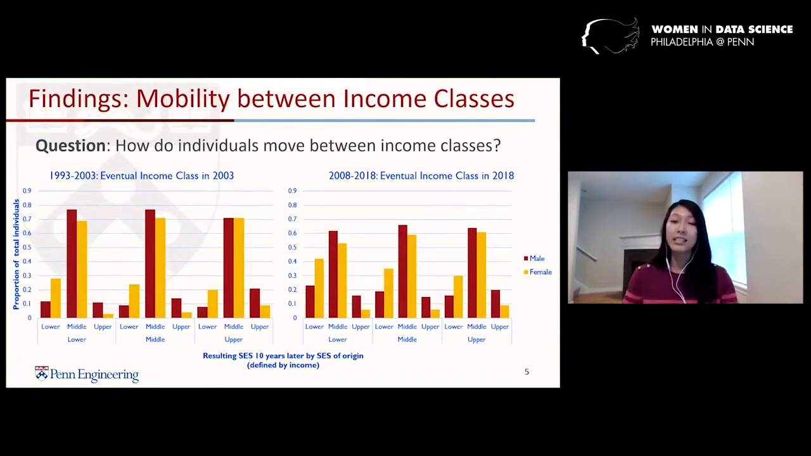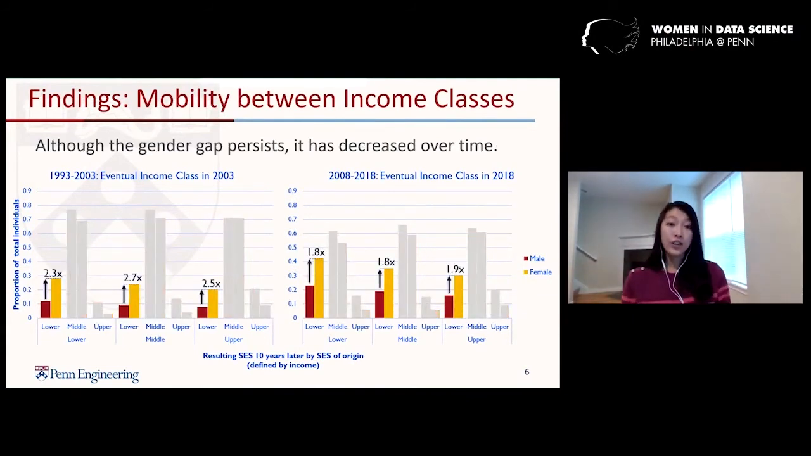So the first question that we're trying to answer here is, how do individuals move between income classes? And this is defined as coming from your family income class, moving into your individual income class. Although the gender gap persists, it has decreased over time, which is great. So in the first study, we'll see that about 2.5 times more females are in the lower class compared to that of males. But in the second study, about 1.8 times more females end up in the lower class, which is decreasing, but it's still there.